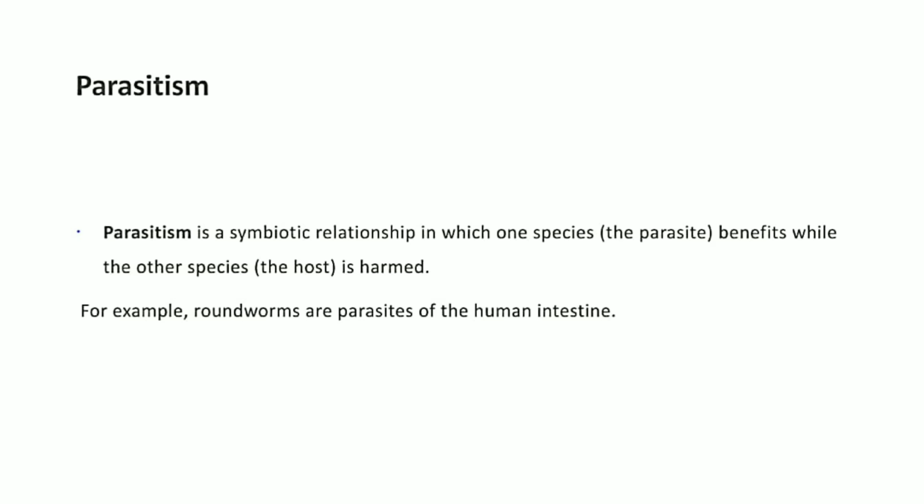For example, roundworms are parasites of the human intestine. The worms produce high numbers of eggs, which are passed from the host to the environment. Other humans may be infected by swallowing the eggs in contaminated food or water. This usually happens only in places with poor sanitation.